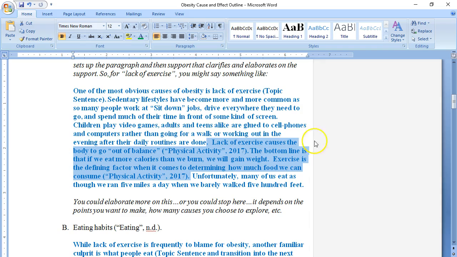Okay, last of all for this intro, unfortunately many of us eat as though we ran 5 miles a day when we barely walked 500 feet. And that's just a little comment from me, okay?